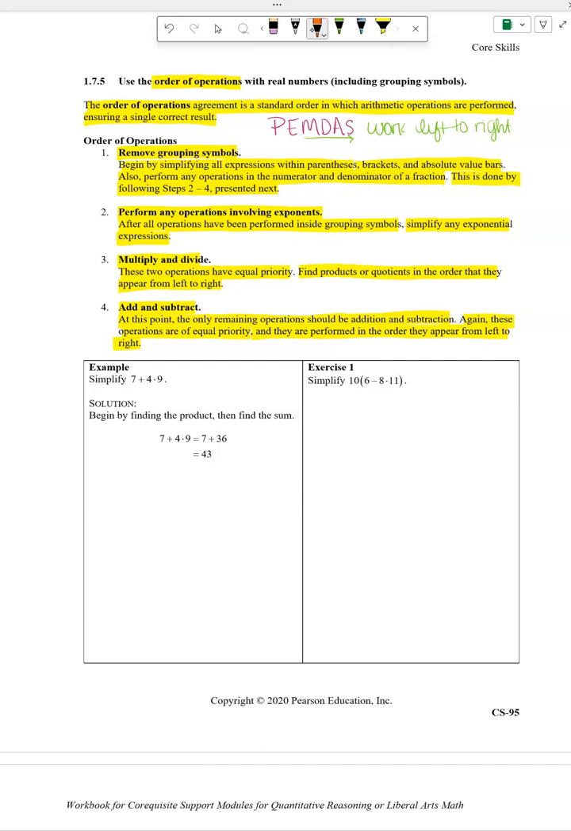Okay, so we're going to simplify 7 plus 4 times 9. So the first thing that we do, are there any parentheses? No. So we're good on parentheses. Are there any exponents? No, there's not. But we do see multiplication, so this is what we do first. So we're going to leave our 7 plus alone. And 4 times 9 is 36. So 7 plus 36 equals 43. And we're done. Okay?